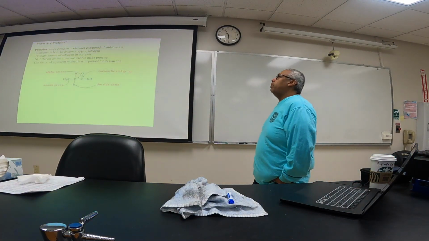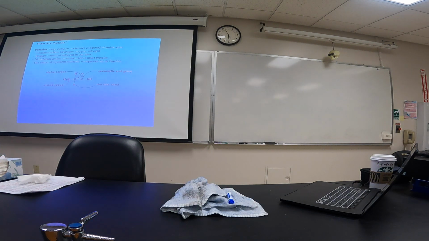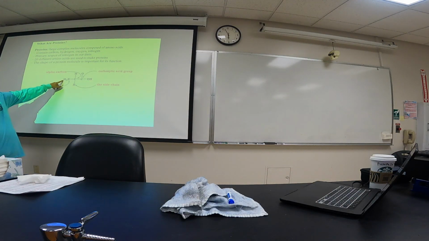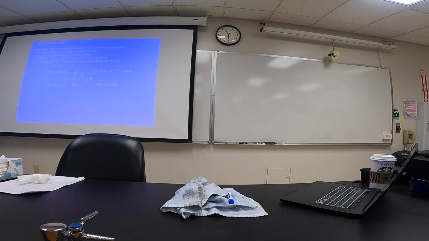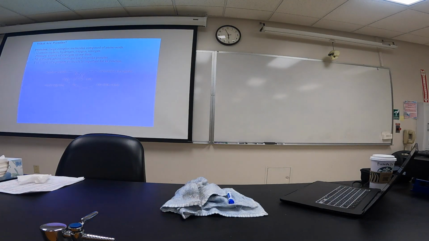Right? So what are proteins? Proteins are large, complex molecules composed of amino acids. They all contain carbon, hydrogen, and nitrogen, and there are 20 different amino acids that make up all of our proteins. All the proteins that we make biologically are composed of 20 different amino acids.